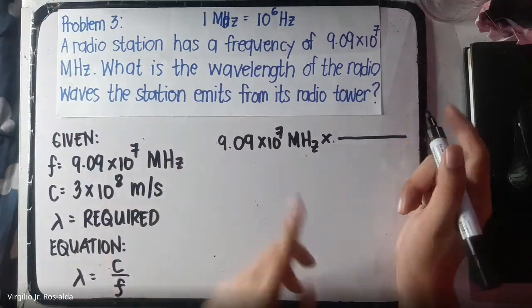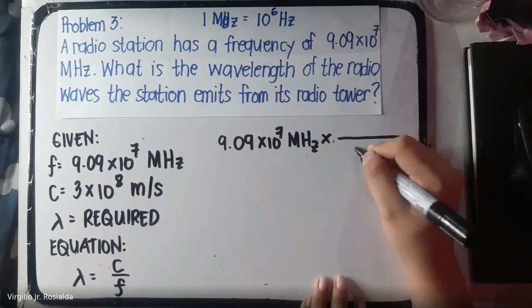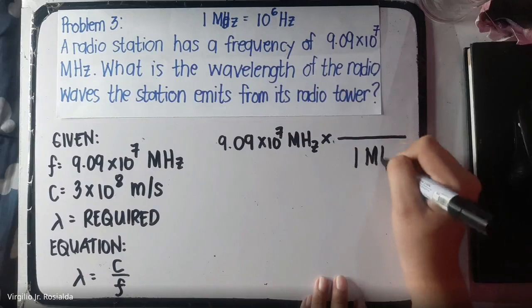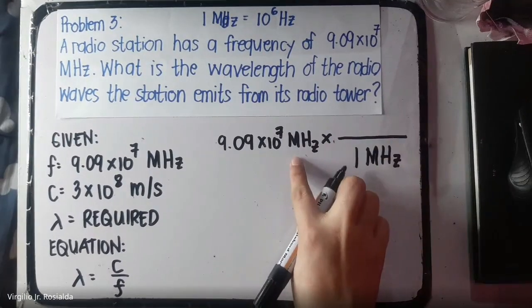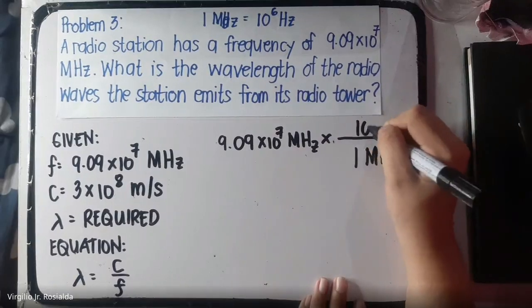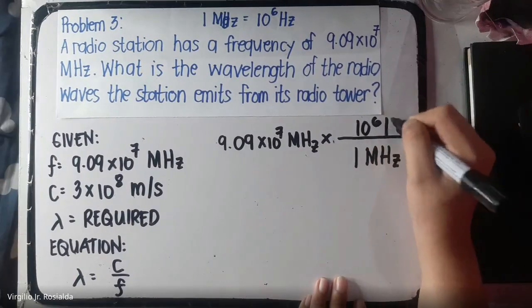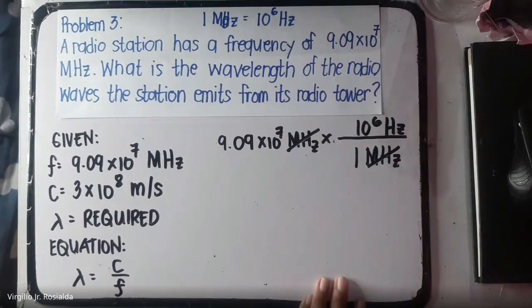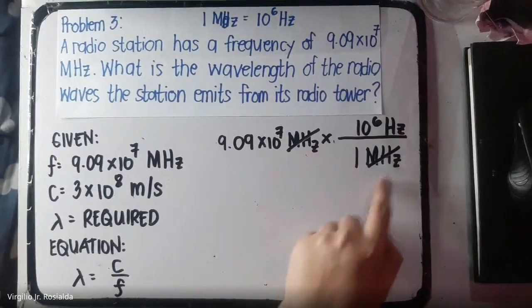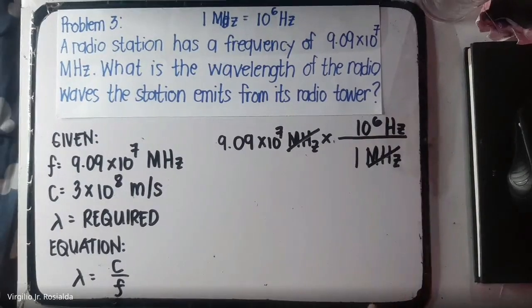So technically, we should write 1 megahertz. Ito naman ang ilalagay natin. Sir, bakit yan ang ilalagay natin? Kasi we need to cancel this one. Okay? Tapos 10 raised to 6 hertz sa taas. Kung titignan nyo, makakancel natin ito at saka ito. Okay? Pag na-cancel yung dalawa na yun, matitira na lang yung hertz. So technically, tama ka ng ginagawa.